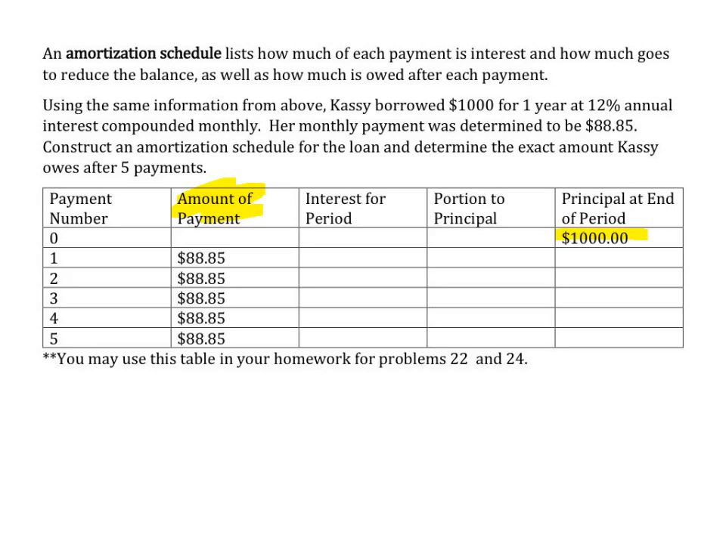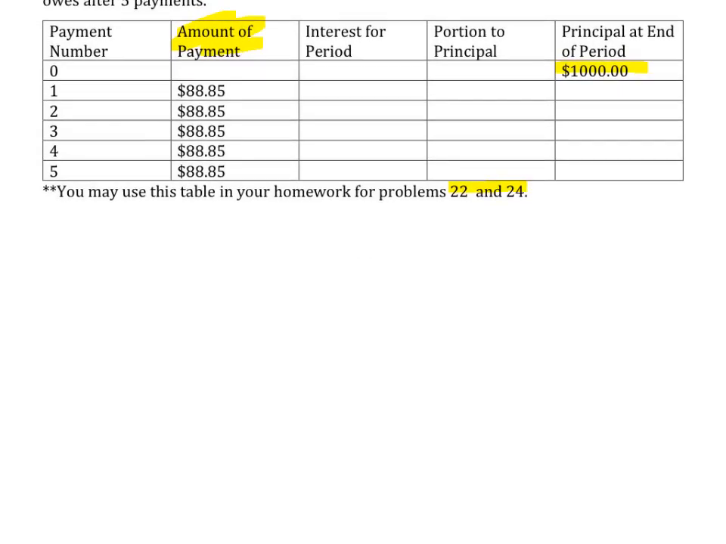So we're going to construct an amortization schedule for the loan and determine the exact amount Casey owes after 5 payments. And you're going to be able to use this table for problems 22 and 24 in your homework, since they're directly related to Casey here. So we know that her interest rate is 0.12, and if we divide that by 12 months, her monthly interest rate is 0.01 monthly interest.